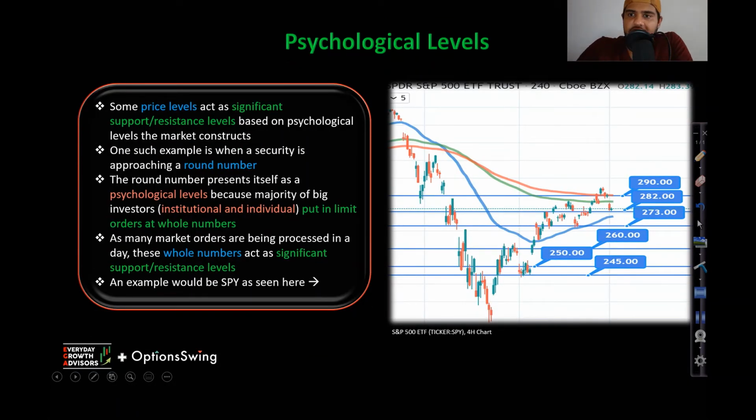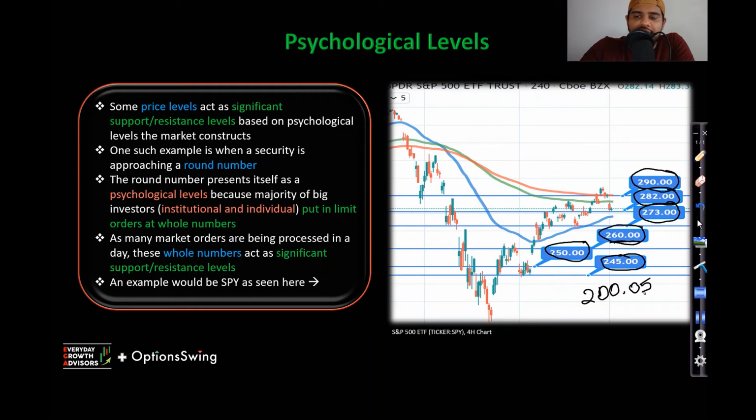Next is the psychological levels, which are also very common in the stock market. Some price levels are significant support and resistance levels based on the fact that markets like round numbers. Most of the time when people put in limit orders, which are orders filled at a particular price for selling or buying, they put it at a round number. Nobody likes to put a limit order at, for example, 205. If you want to put an order, you usually put it at $200 or $201, because you want to round to the nearest dollar. Because of this, these round numbers tend to be support and resistance levels.